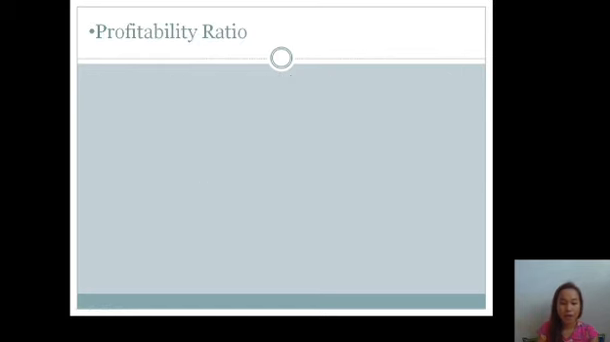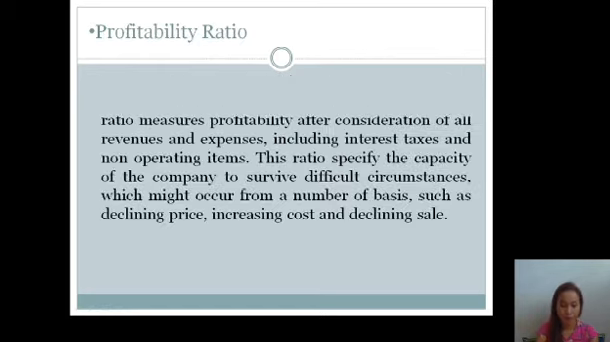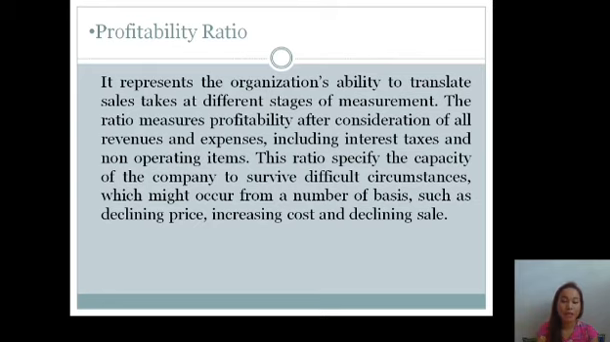Another one is the profitability ratio. The profitability ratio represents the organization's ability to translate sales into profits at different stages of measurement. The ratio measures profitability after consideration of all revenues and expenses, including interest, taxes, and non-operating items. This ratio specifies the capacity of the company to survive difficult circumstances, which might occur from a number of bases such as declining price, increasing costs, and declining sales.